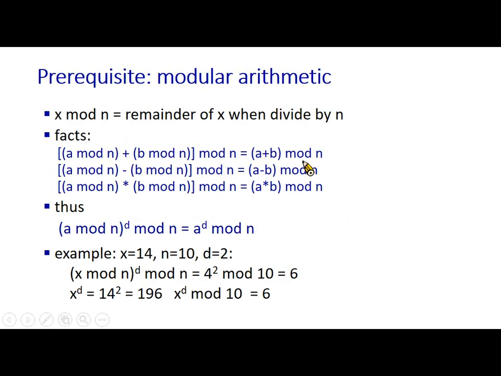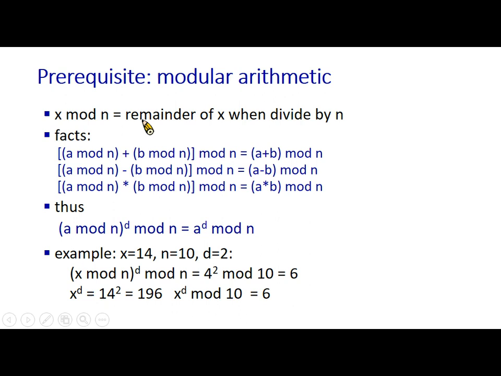So this relates to the RSA algorithm, Rivest, Shamir and Adleman, and it requires modular arithmetic. We can see the equation X mod n. What does this mean? X mod n is the remainder of X when divided by n. We want to get this remainder.